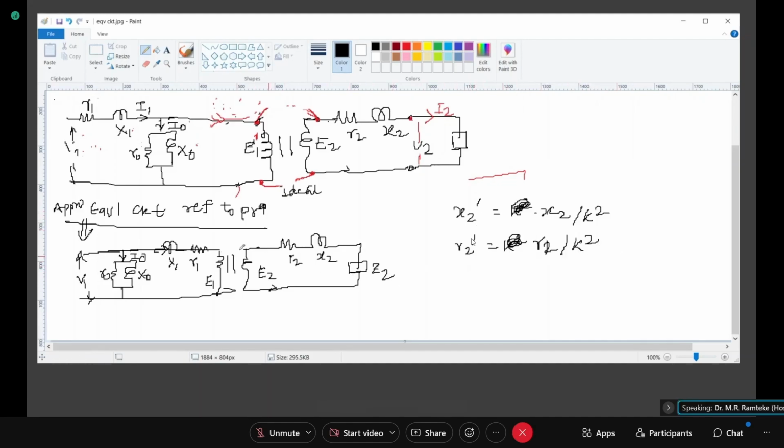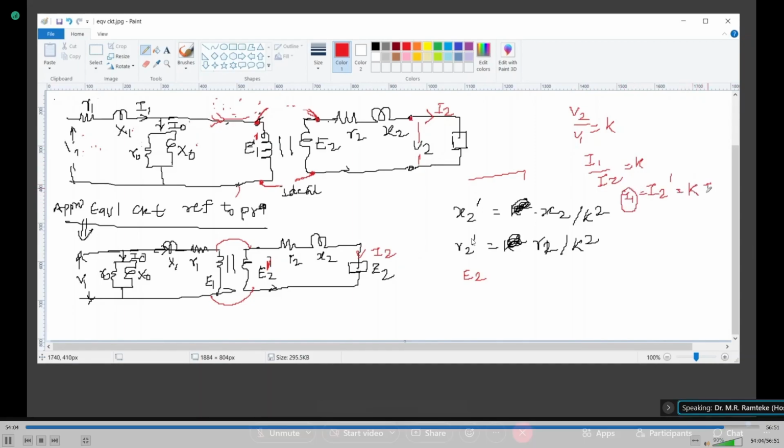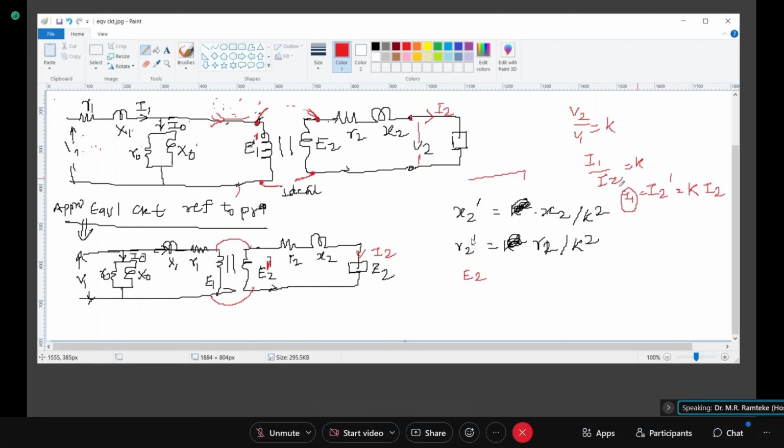Now I have to transfer this voltage E2 to the primary, because my final intention is to get a single equivalent circuit. So I will be transferring this secondary induced voltage to the primary, by voltage transformation. E2 dash is, your basic formula V2 by V1 is K, and I1 upon I2 is also K. So I2 dash, which is the equivalent of secondary current on primary side, is approximately I1 also. I2 dash is K I2. That is, this I2 dash is the equivalent current component on primary side of secondary current I2.